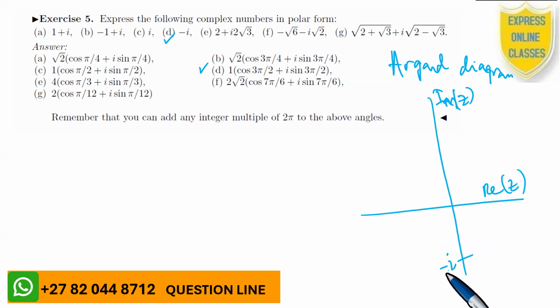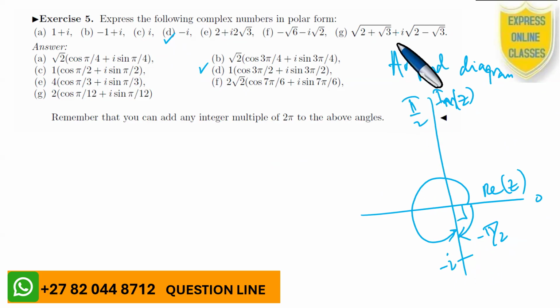Imaginary Z. So now you're going to measure. There are two possible angles here. If you measure like this, it is 90 degrees, but now it's going to be minus pi over 2 radians. Or you go like this.